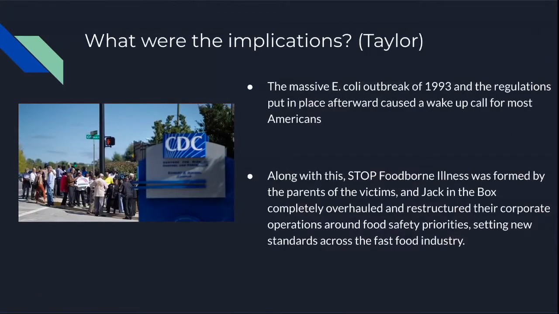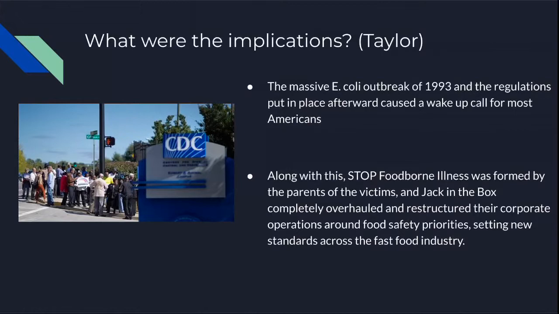So what exactly were the implications of declaring 0157 E. coli and other serotypes of this nature adulterants and regulating them as much as we have now? Thankfully, the massive E. coli outbreak of 1993 in this Jack in the Box and the regulations put in place afterwards caused a huge wake-up call for most Americans, giving them a shocking example of what this pathogen can actually do to you. With this case becoming so prevalent in the public eye, many organizations were created to help regulate and solve the problems dealing with foodborne illnesses.